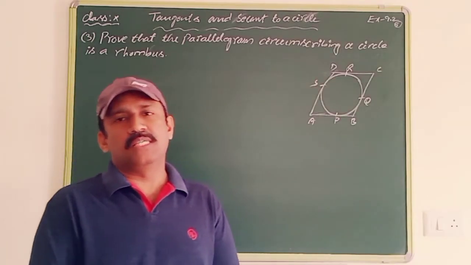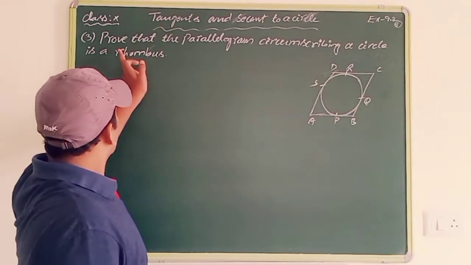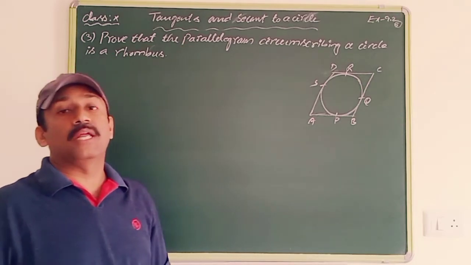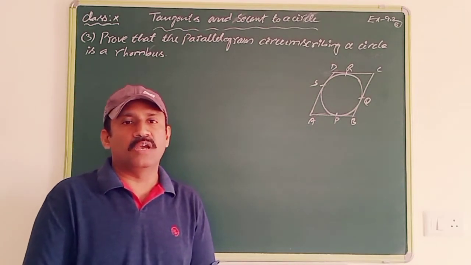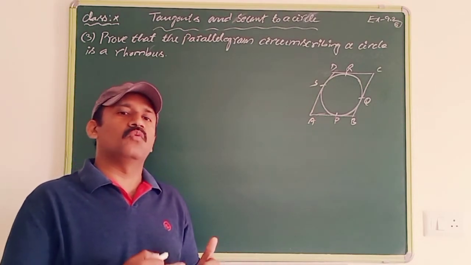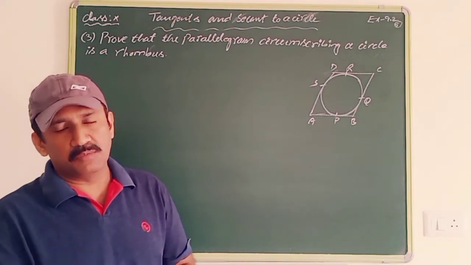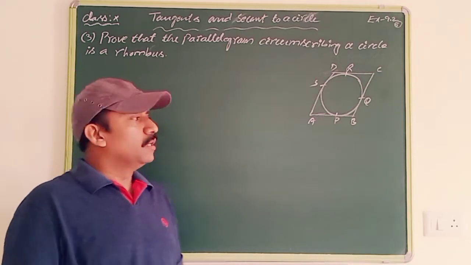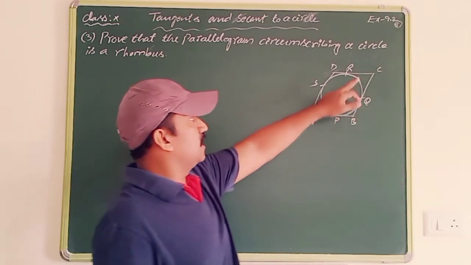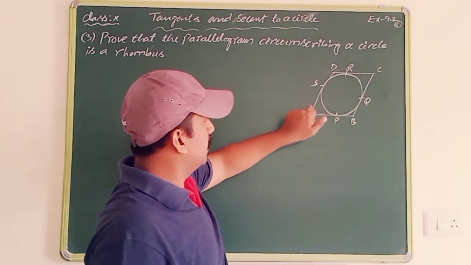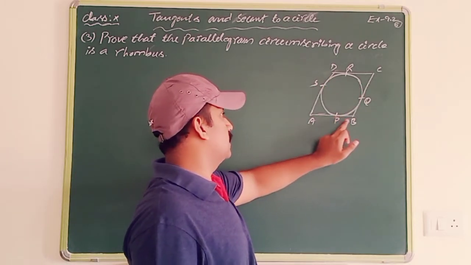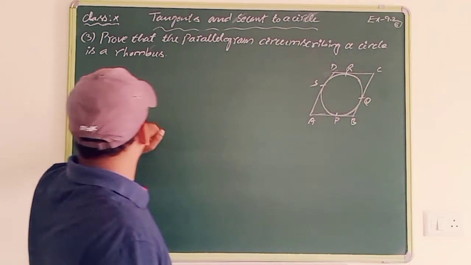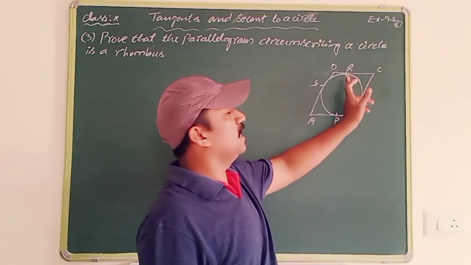Here is the next question from the same exercise: prove that a parallelogram circumscribing a circle is a rhombus. In statement number 4 we have discussed a quadrilateral, and a circle circumscribed in the quadrilateral, then we proved some conditions, right? The same model applies here. What do we have to prove? ABCD is a parallelogram and the circle touches the sides of the parallelogram at P, Q, R, S. Then we have to prove that this ABCD is a rhombus.